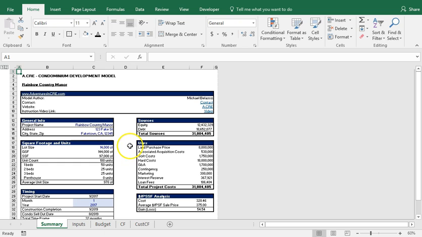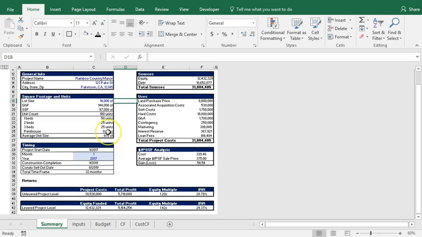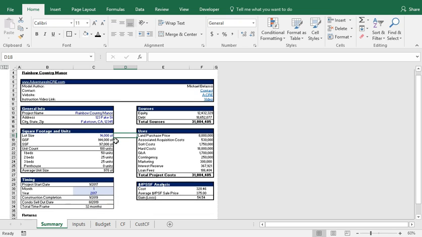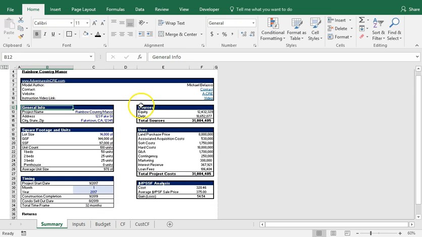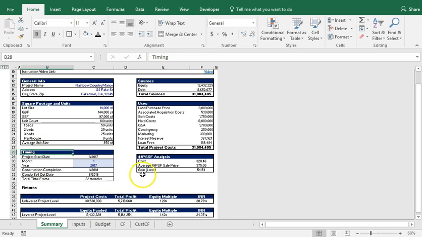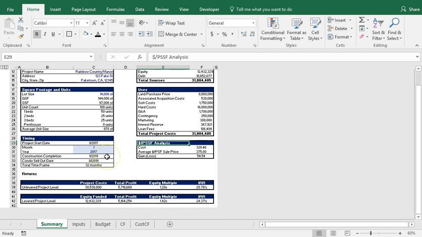So let's start right here in the summary tab. As you can see, it's been formatted so that it's very easy to print, it's very easy to convert to PDF. It all fits on one page, and it's something that's easily shareable with a third party. So here we have all the high-level important info. We have our general information, our sources, uses, the square footage in units, breakdown, the timing of the project, a very high-level dollar per sellable square foot analysis, and below we have the project level returns, both unlevered and levered.